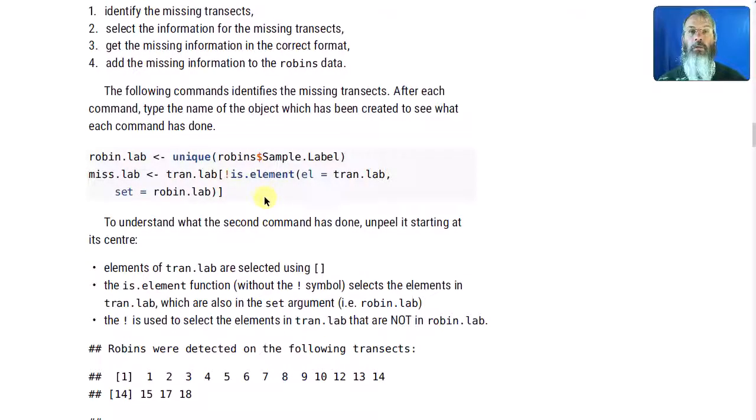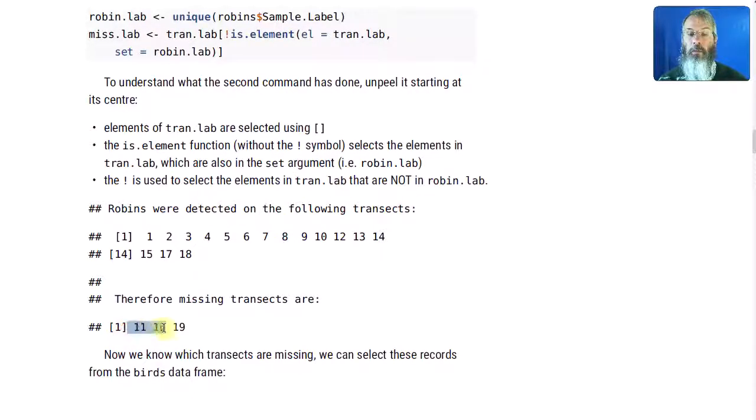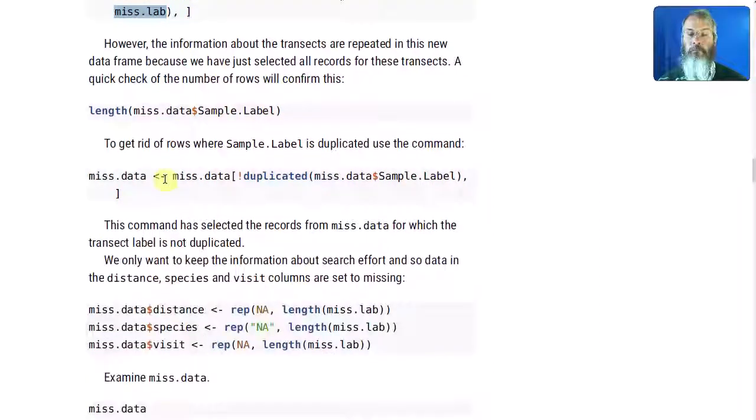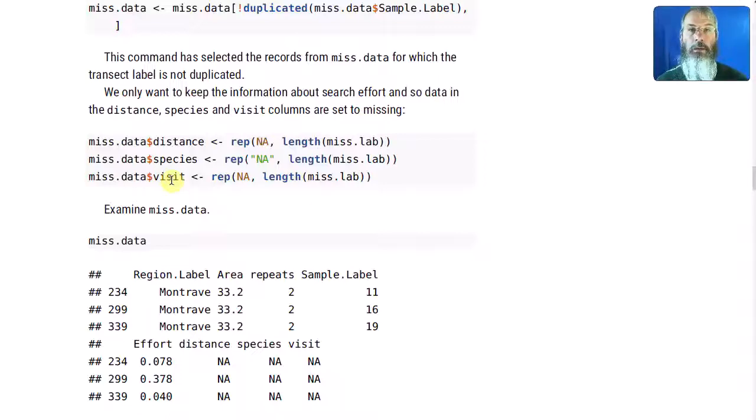As I mentioned to you in the introduction to this exercise, most of that work is associated with identifying the missing transects. In this case, robins were not seen on transects 11, 16, and 19. Those are the values that miss.lab has taken on. And so we need to find the data associated with those transects and supplement or augment our filtered data set to take those into account.